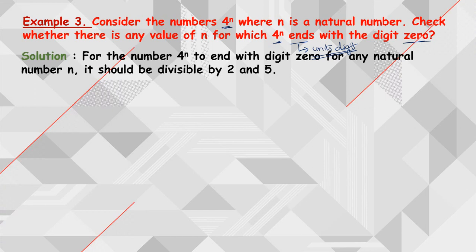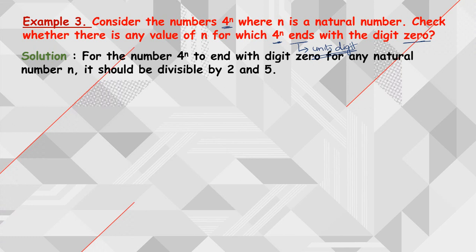So if you consider 4 power n, it should end with the digit 0. When will you get the units digit as 0? That means you are having the units place 0. So when will you get the units place as 0? That means it should be divisible by 2 and 5. Units digit 0 means you need to get a multiple of 10. So what is the divisibility rule of 10? The units place should be 0, right? You have already learned this in your previous classes, right? So if it is divisible by 10, it should be divisible by 2 as well as 5.